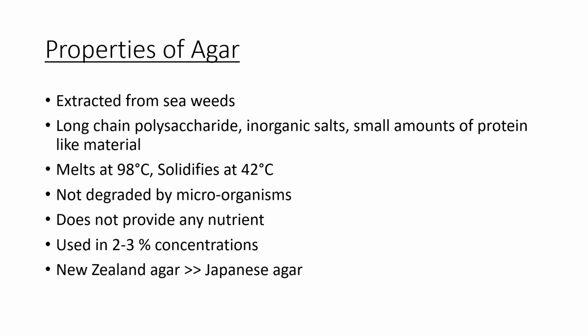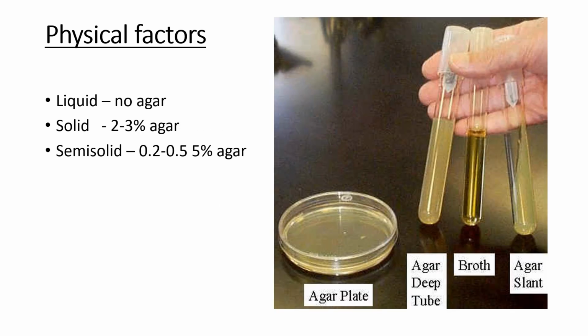So a New Zealand agar is much more being used than the Japanese agar. So most commonly used agar है वो New Zealand agar. Why it is preferred over Japanese agar? Because it has more gelling capacity. And the agar is available as fibers, shreds or as powders.